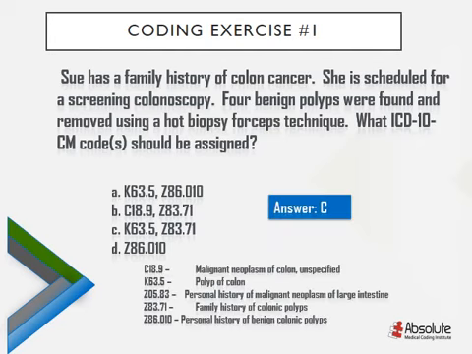If you answered C, K63.5 polyp of colon and Z83.71 family history of colonic polyps, you would be correct. Note that you would not use personal history of colonic polyps because the coding scenario does not talk about Sue having a personal history, just a family history.